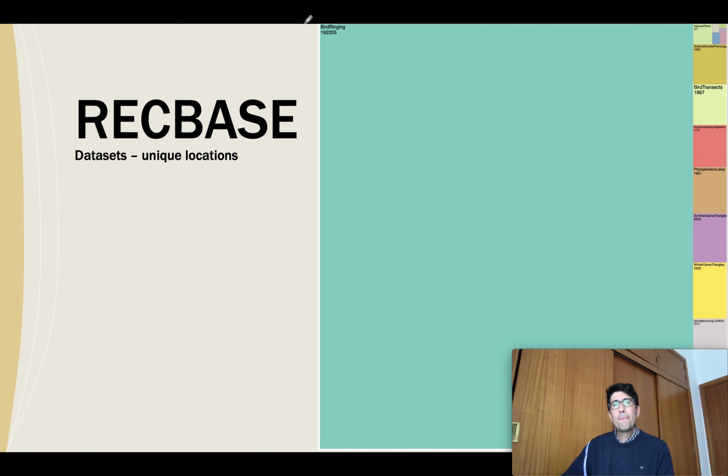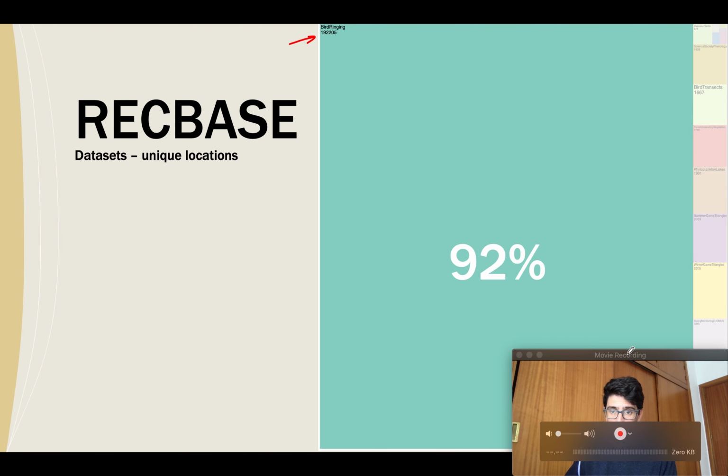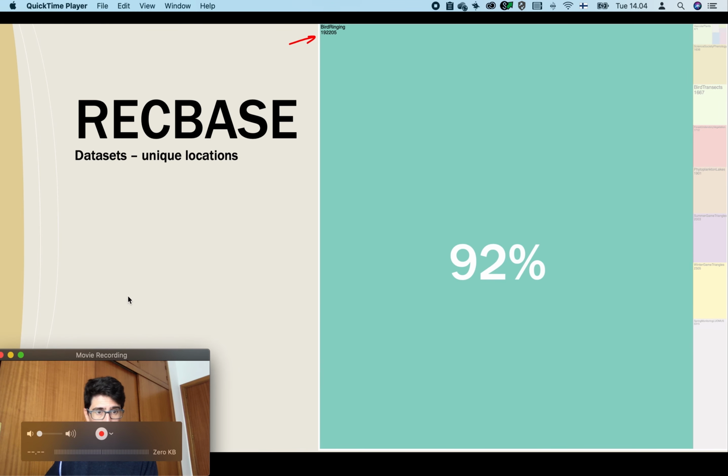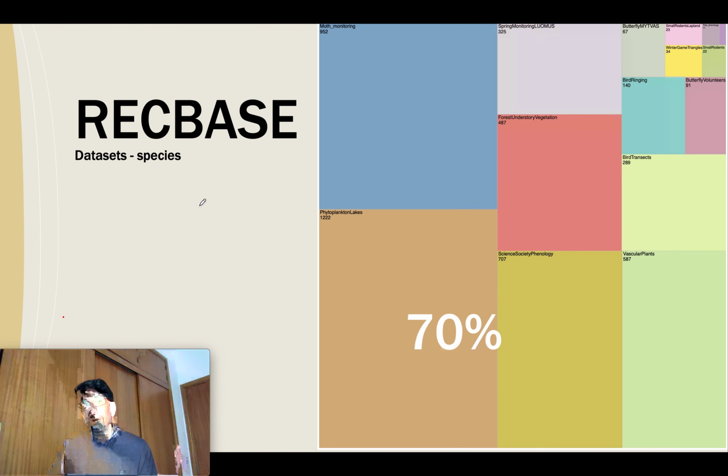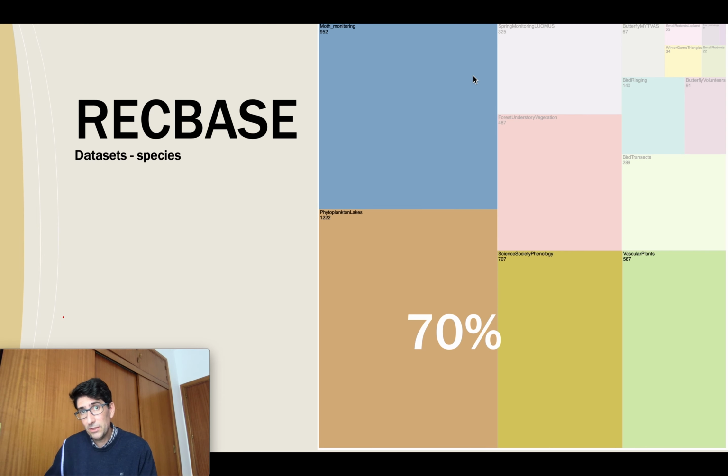Unique locations: most of the unique locations come from this dataset. There are almost 200,000 unique locations only for bird ringing, and that accounts for 92% of the RECBASE. Let's have a look at species. 70% of the species come from moth monitoring, phytoplankton. You see here there are more than 1,000 species in phytoplankton, science, society, phenology, and vascular plants.